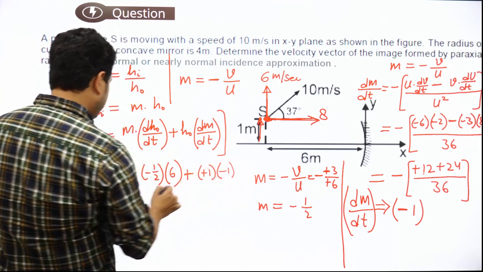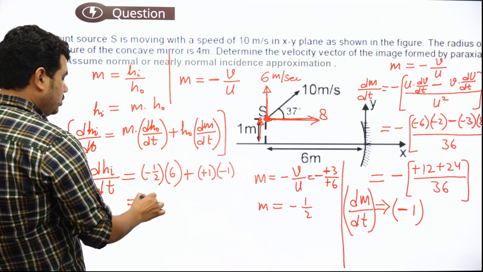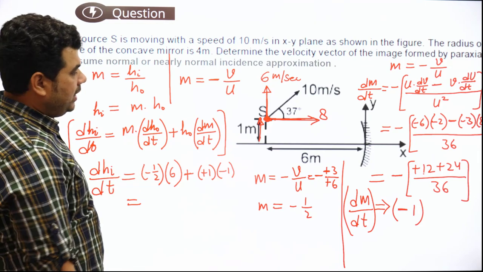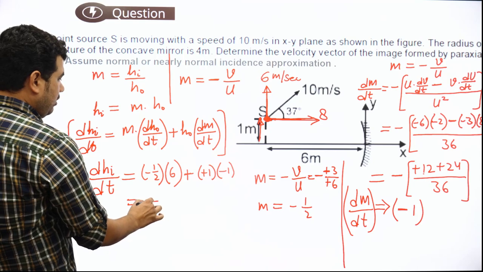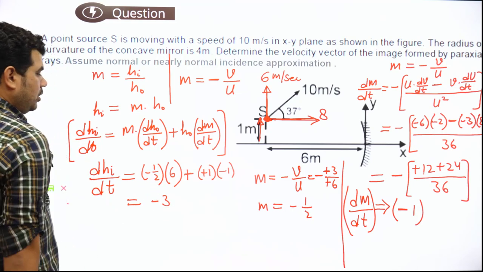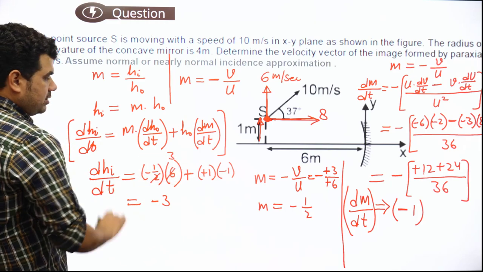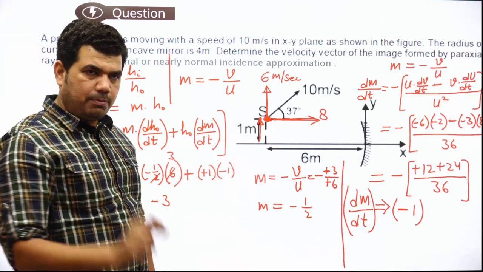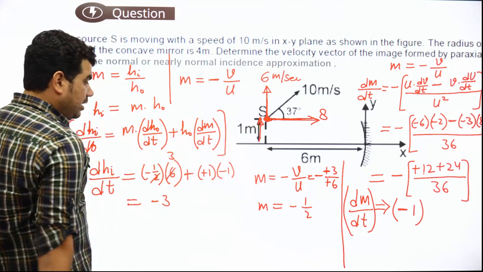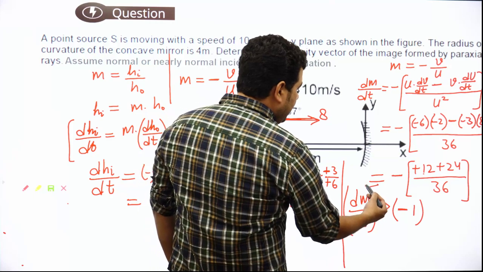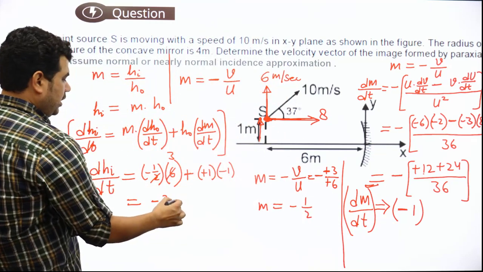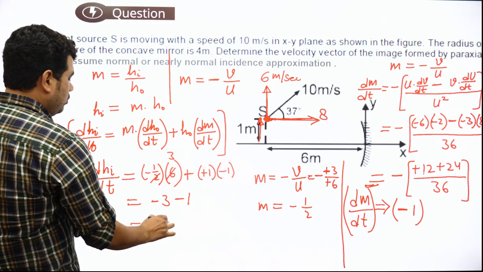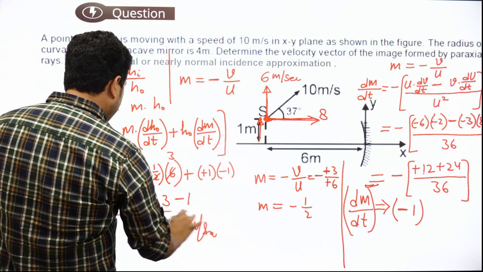dm by dt is minus 1. So see here, what do we have? 2, 3. Right? So dho by dt, and m is also minus 1 by 2. So we put minus 1 by 2. It will be minus 3. Got it? 2, 3, minus 3. And here this is ho. ho is plus 1. Are you getting it? ho is plus 1, right? And this dm by dt that we calculated here is minus 1. So minus 1 plus 1 is equal to minus 1. Got it? So this minus 1 and minus 1 is equal to minus 4 meter per second.